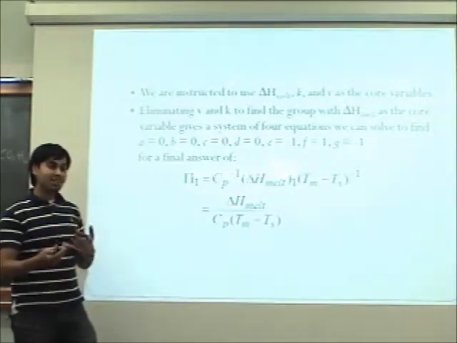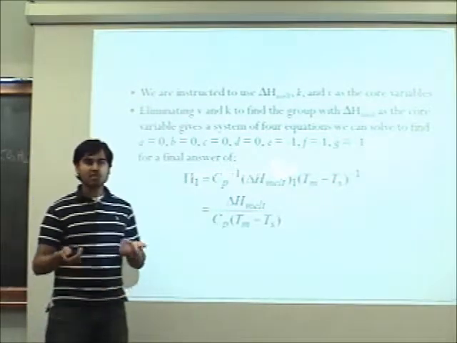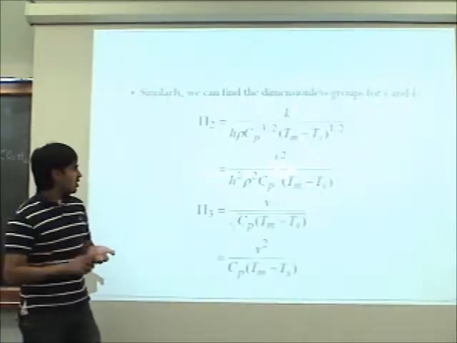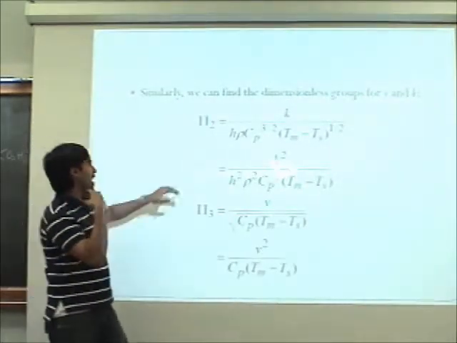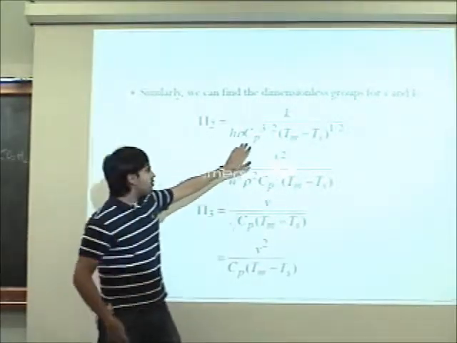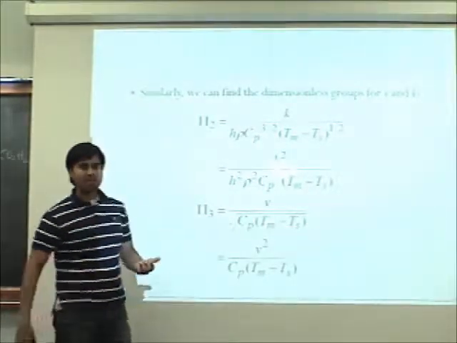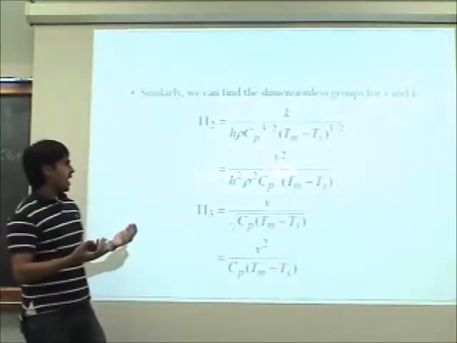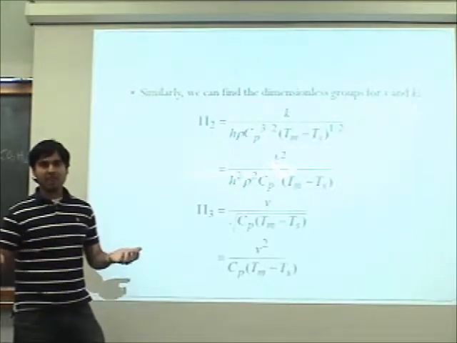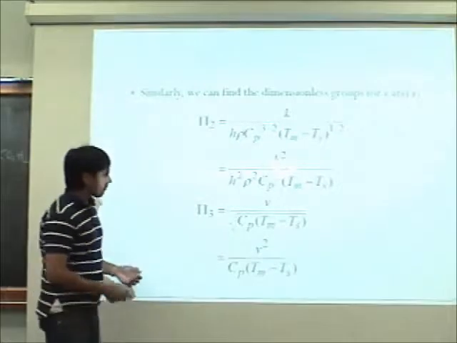And so if you understand that, you can gain insight from what these dimensionless groups tell us. So similarly, I solved for pi 2 and pi 3. And if you noticed, I removed fractional exponents from my final answer because you don't want to have fractional exponents in your final equation. It's easier to square something than find the square root.